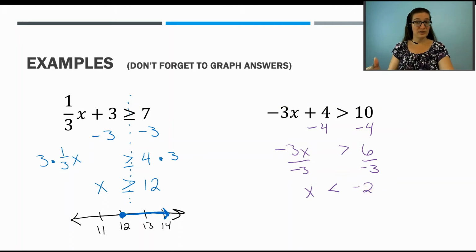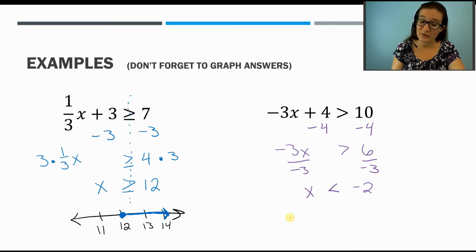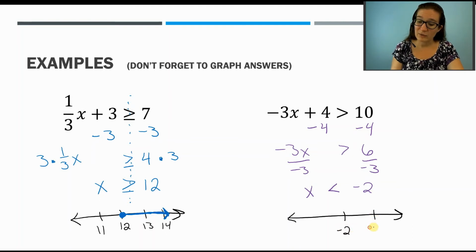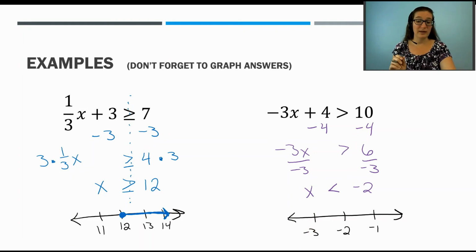And just as before, we're going to go ahead and graph this. So we need to make sure that we are showing the entire range of possible values for our answer, not just the single value. And because negative 2 is my focus here, I'm going to drop negative 2 in the middle. So negative 1 will be up here as the higher value, and negative 3 will be down here as the lower value.